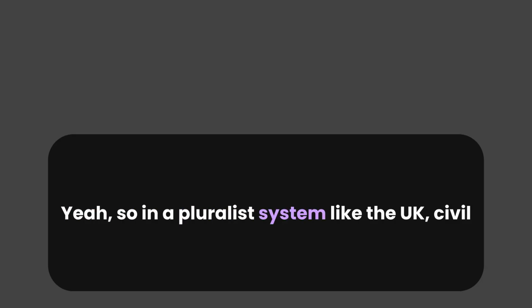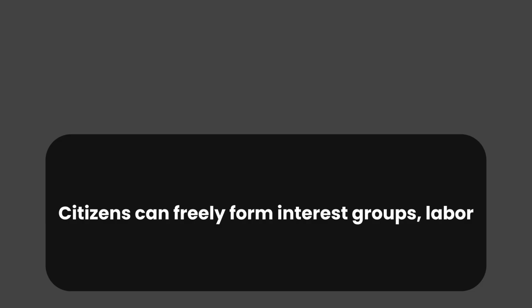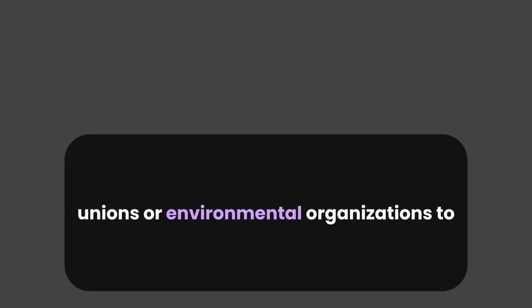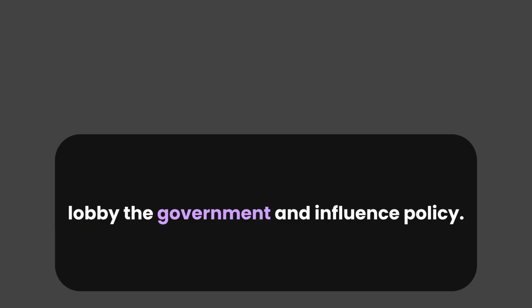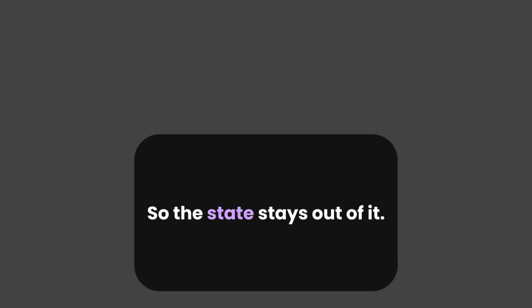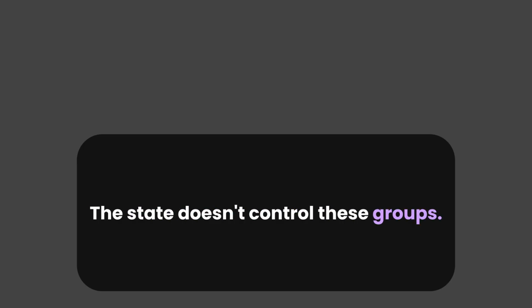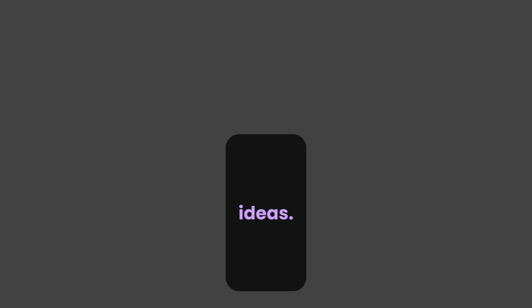Yeah, so in a pluralist system, like the UK, civil society is autonomous. Citizens can freely form interest groups, labor unions, or environmental organizations to lobby the government and influence policy. So the state stays out of it. Mostly, yes. The state doesn't control these groups. They compete openly in the marketplace of ideas.